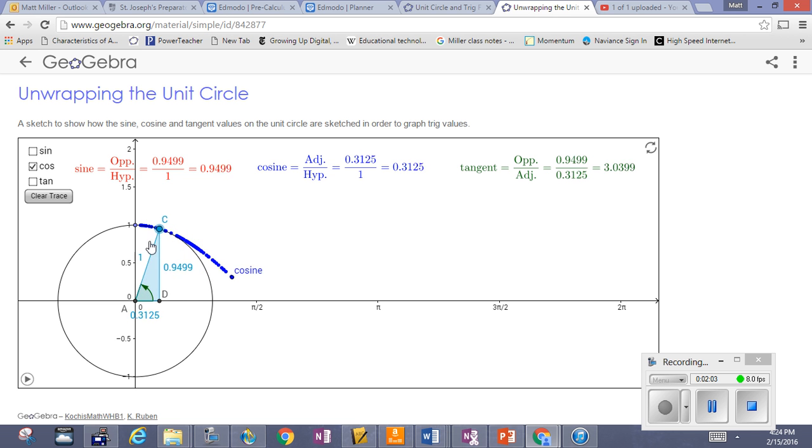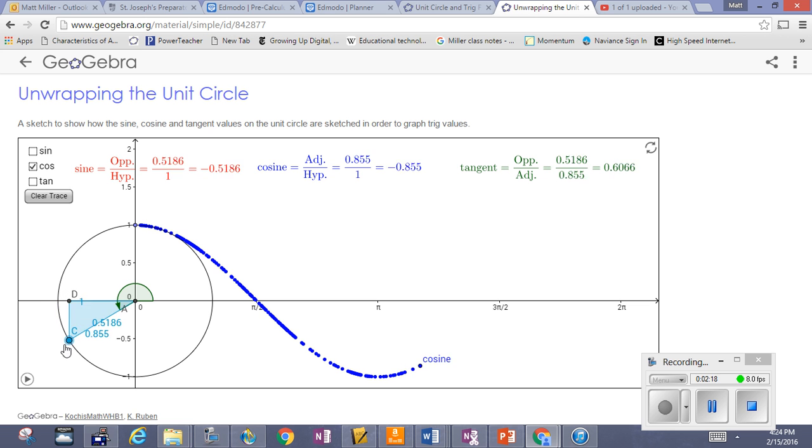Then when we hit pi over 2 or 90 degrees, we're at 0. Then the cosine dips negative because the x values take on negative values there until it reaches its lowest value here at pi radians of -1. Working itself back up to 0, and then coming back to its starting point where it started with a value of 1. There's our graph of our cosine.